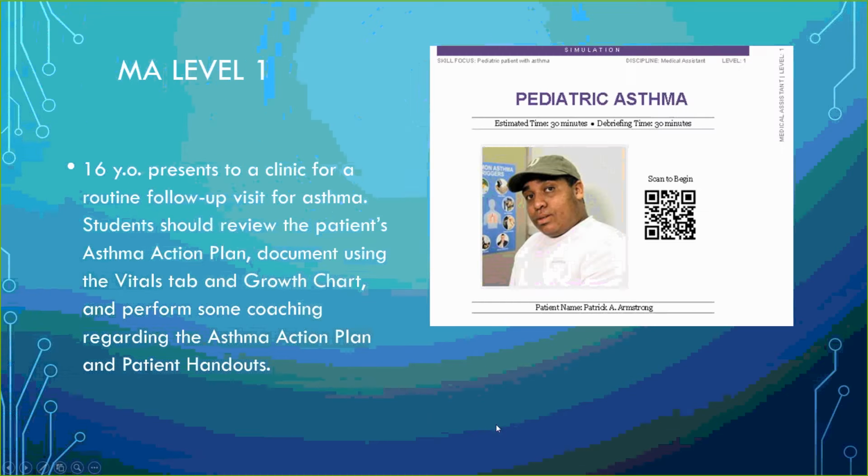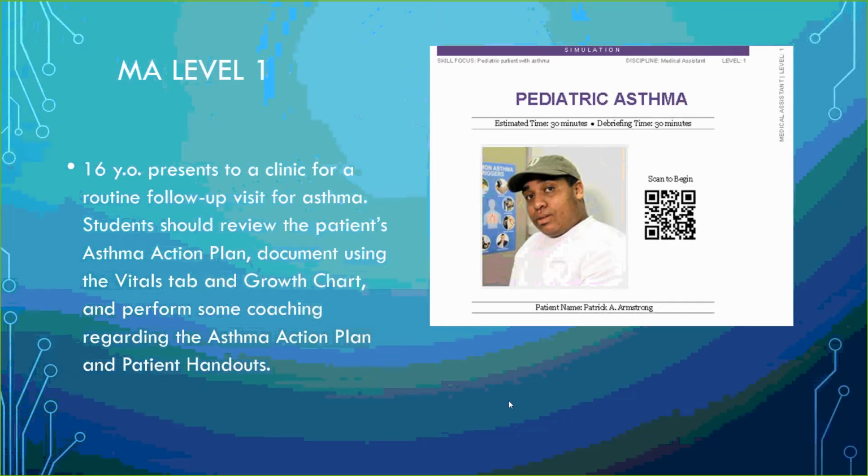So let's start with MA Level 1. Our Level 1s are always just basic collection of data. This is Patrick. He's 16 years old and he comes into the clinic. He has known asthma, and this is just a follow-up visit, so he's very stable. Students are going to look at the asthma action plan, document vitals using our vitals tab. There's a growth chart that we'll see here on the next slide, and then do some coaching, like I mentioned, with the asthma action plan and patient handout.